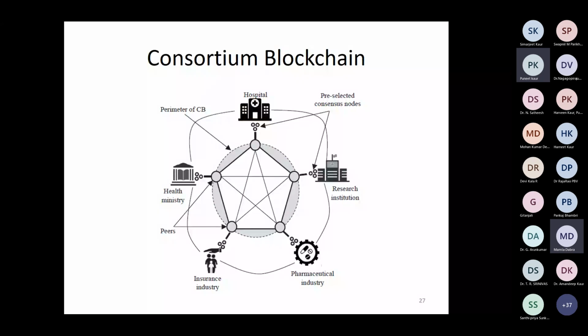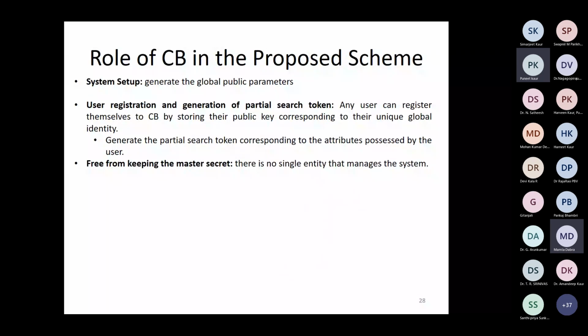And here, the role of the blockchain is in three steps in the given scheme. First of all, in the system setup phase, we are going to use the nodes of the blockchain. These consensus nodes, we don't have any single trusted authority, a centralized trusted third party. We have the consensus nodes. They will initialize the system and generate the global public parameters. And secondly, we have used this consortium blockchain for user registration and the generation of partial search tokens.